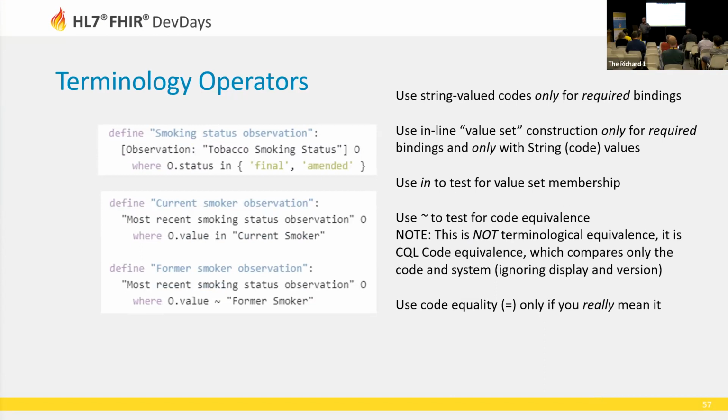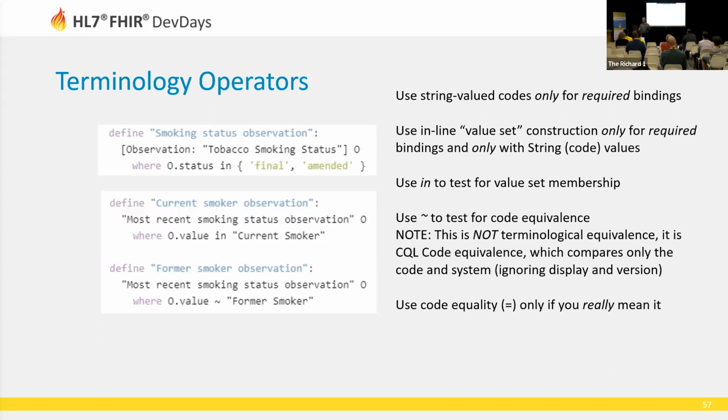You use string valued codes. The slides are out there, and there's an exercises thing that you can go through. All of this is in the CQL spec. Use string valued codes only for required bindings. That's the only time that it makes sense to use an actual string, because otherwise you're doing a system independent conversion, and that's just wrong.